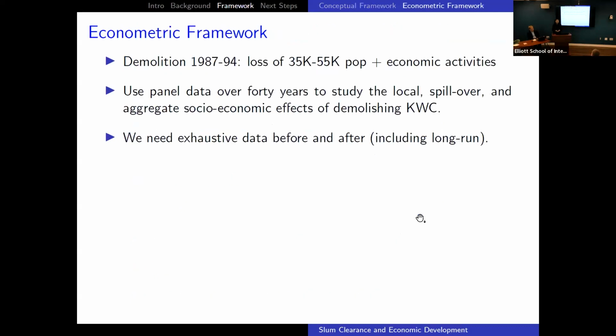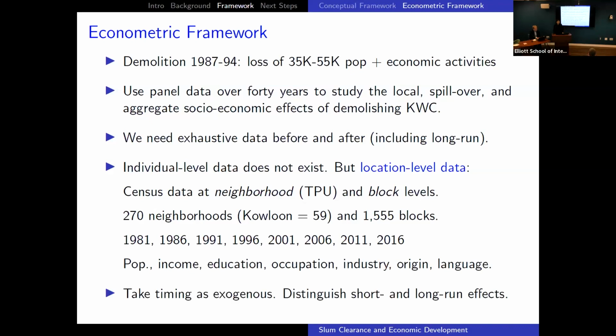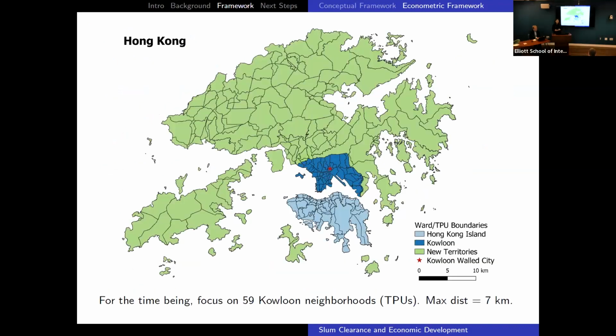Our work uses panel data over 40 years to study the local effects of demolition of KWC. We have location level data, both at the neighborhood level and block level. We have the years from 1981 to 2016, so every 5 years of data. And we look at the outcomes as listed here. For the time being, our current analysis focuses on the 59 Kowloon neighborhoods as marked in dark blue in the map.